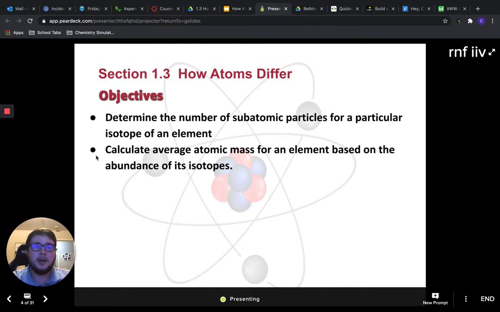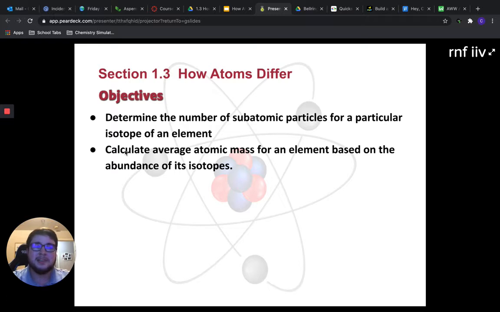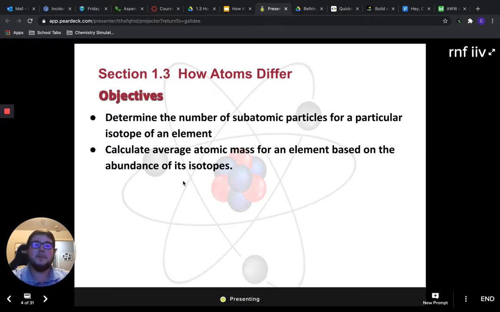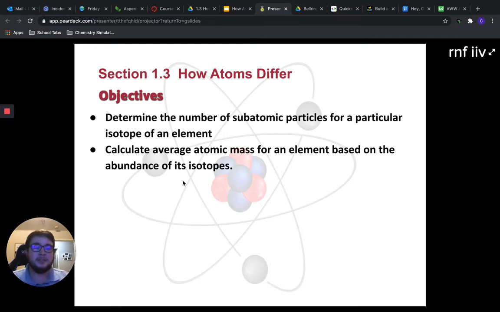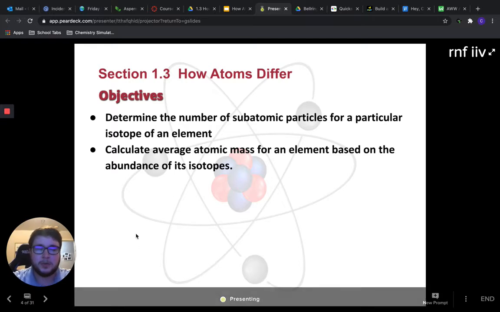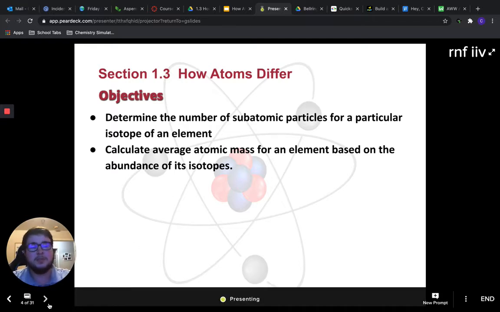Okay. The next objective is to calculate average atomic mass for an element based on the abundance of its isotopes. Abundance just means how many of each isotope is there. If there's like 99% of all atoms of this element are one isotope, then that's a very high abundance, if that makes sense. Okay, so we're going to talk about those two things today.